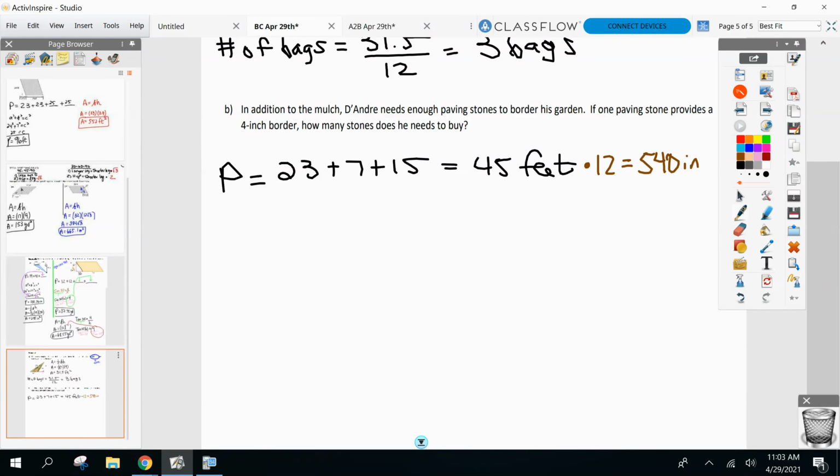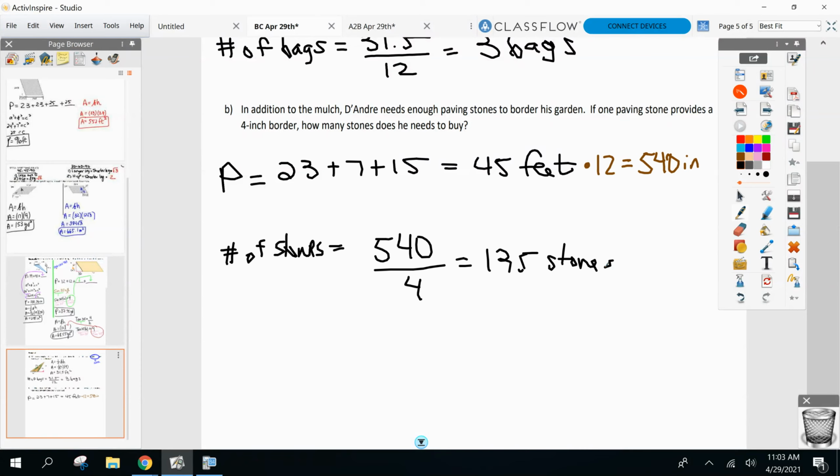Now what can I do to find the number of stones? Now what can I do with the 540 and the 4? Divide, yes. And just a heads up, it's not always division. Somebody asked me, and I'll get to that in a second. Let me finish this. 135 stones.